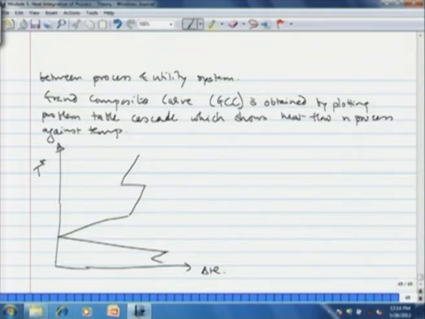The pockets of heat recovery, this means the delta H value changes, and at pinch delta H goes to 0, and then again this thing. So the open jaws in this curve are the pockets of heat recovery. The point of zero heat flow is the pinch point.